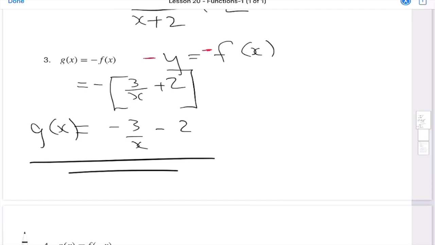But if you are asked to describe the transformation that happened there, remember you will say the function f is reflected along the x-axis to get g of x.